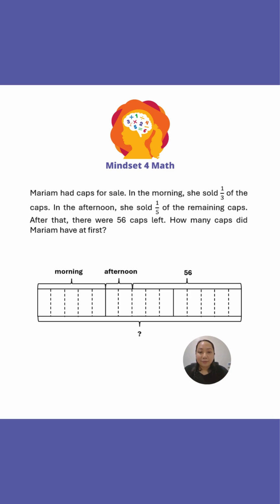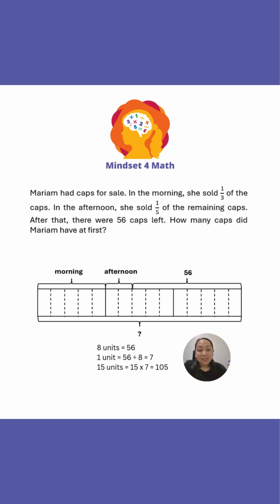After selling the caps, she had 56 caps left. So I will mark the remaining units 56. How many caps did Mariam have at first? We will now draw a bracket that covers the entire model and mark that with a question mark. Now let's start with what we know.